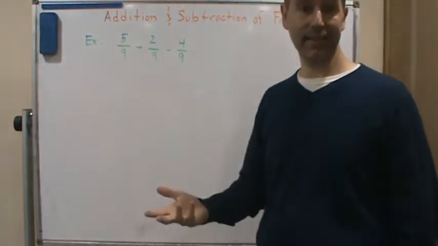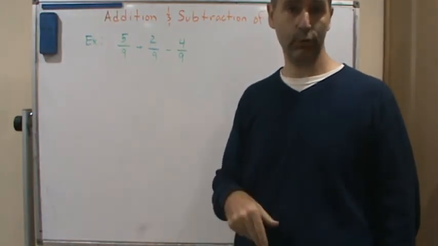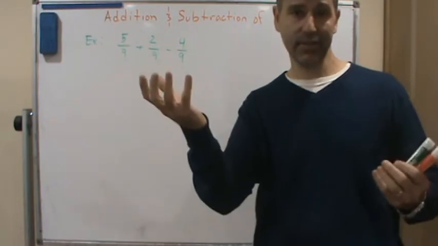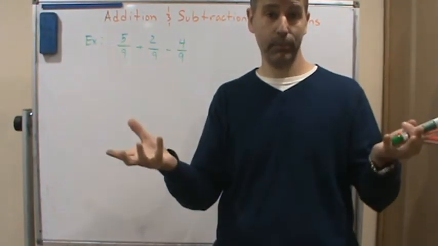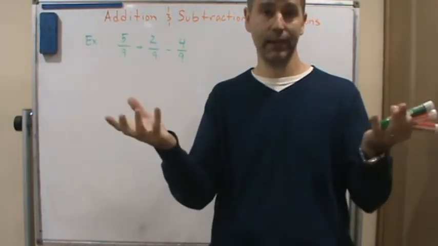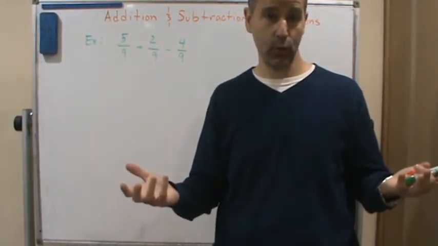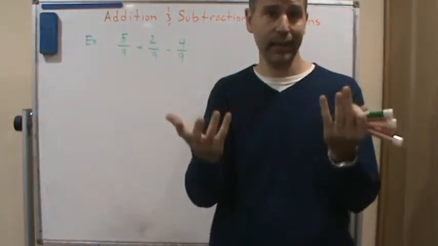What does that ninths tell me? It tells me that I'm dividing the whole into 9 equal pieces. So I can't add ninths and thirds. There's just no way to add them the way they are, because they're completely different kinds. It's like trying to add apples and oranges. You just can't do it. Or X and Y. You just can't add X and Y and squish them together.